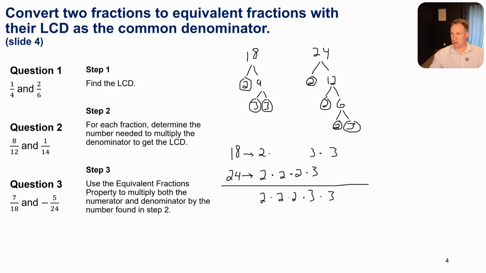Okay, so now multiplying this out, 2 times 2 is 4, 4 times 2 is 8, 8 times 3 is 24, 24 times 3 is 72. Okay, so 72, that is going to be our least common denominator here for question number 3. All right, so let's go to step 2.